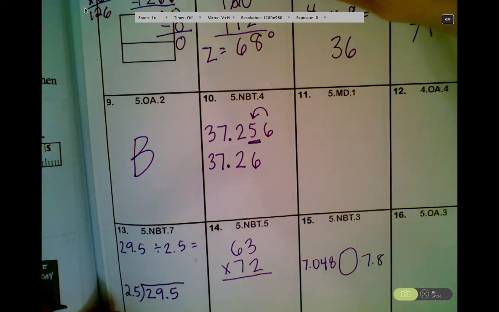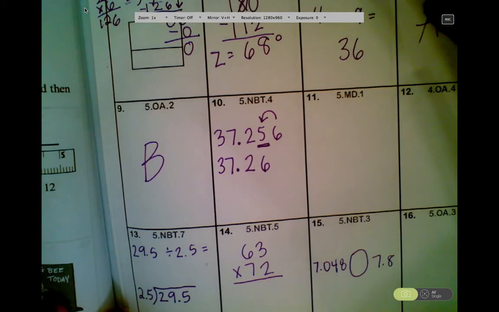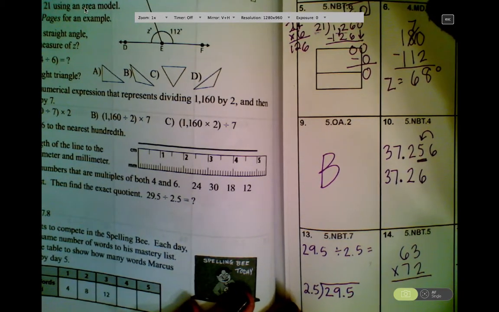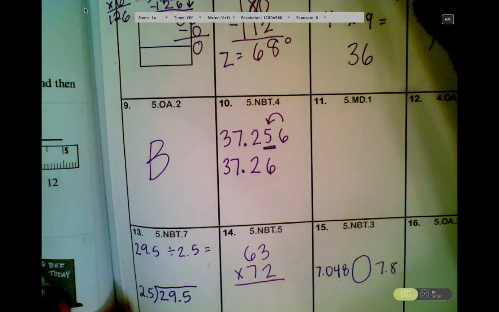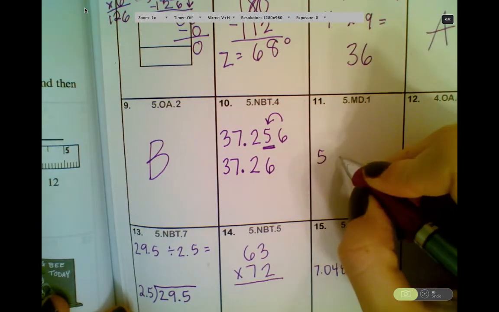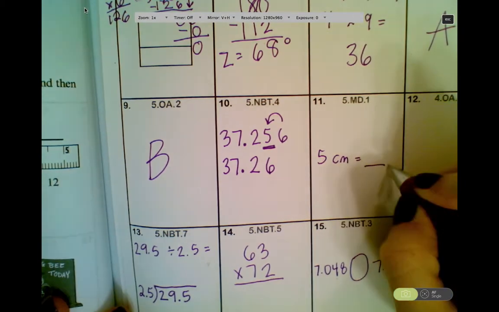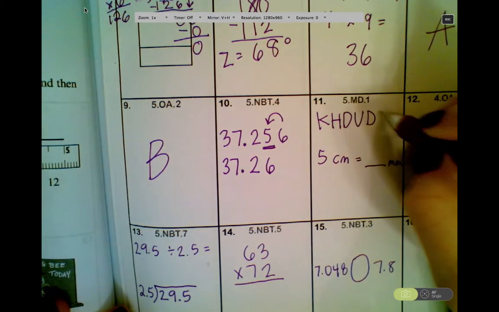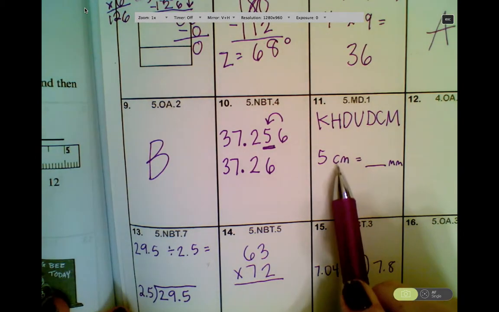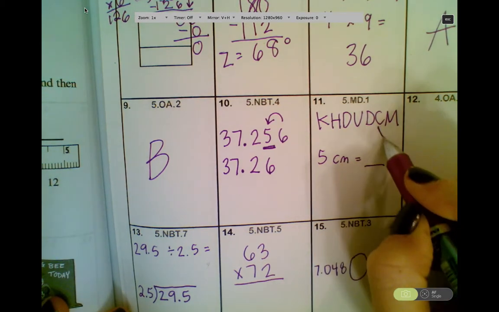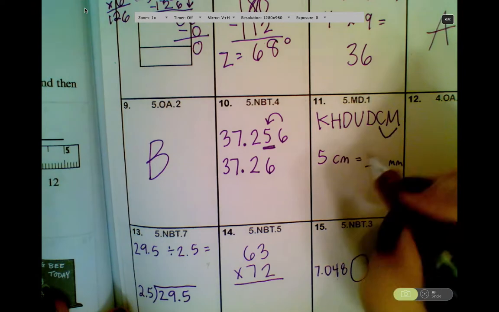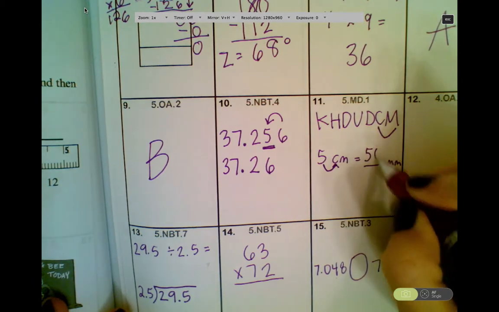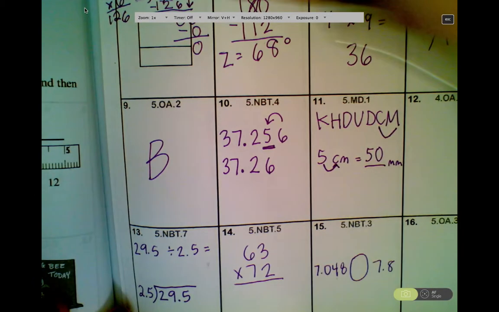Number 11, you have to find the length of the line to the nearest centimeter and millimeter. As you can see, that line is 5 centimeters, and we want to convert it to millimeters. So we're going to write King Henry doesn't usually drink chocolate milk. We're starting at centimeters. We're going over one place to millimeters. So we'll move the decimal over one place. So we know it's 5 centimeters or 50 millimeters.